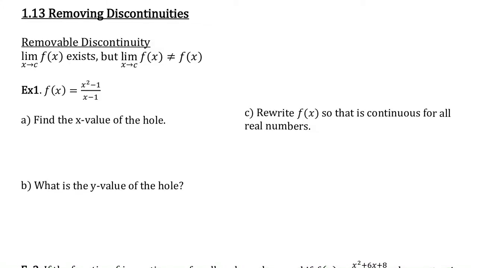In 1.13, we are removing discontinuities, which means we're trying to make a function continuous. Recall from a previous section that if it's a removable discontinuity, the limit as x approaches c of f of x exists, but the limit as x approaches c of f of x is not equal to f of x, meaning there's some function, and then there's somehow a weird hole in the middle or something. Maybe it's up here. Okay, so example 1, we're going to do it step by step, and then we'll fill in the blanks. Let's look at function f of x.